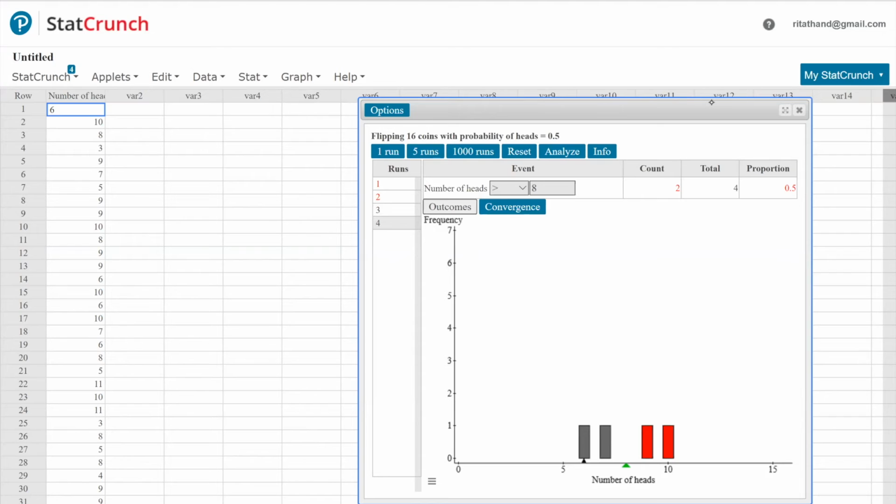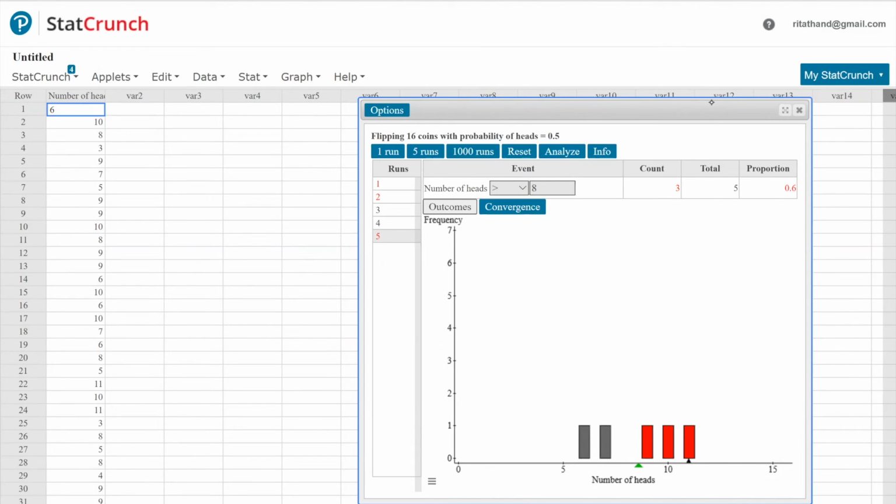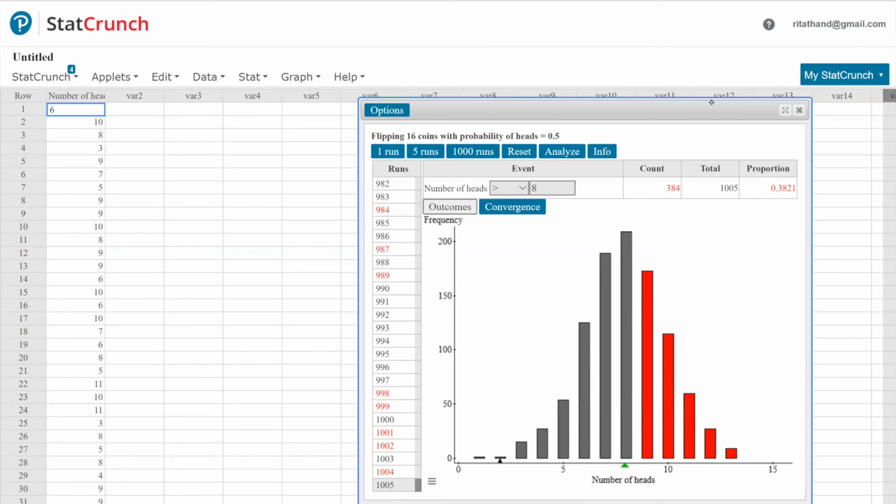So the experiments I'm doing here are empirical experiments, right? I'm flipping it 16 times and observing the outcomes of my experiments. A few times. I run another time. I even got 11 heads. None of the times that I ran the experiment did I get 8 heads. But what if I run this experiment, flipping a coin 16 times, 1,000 times?